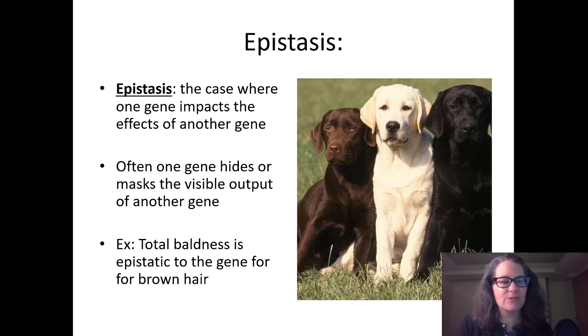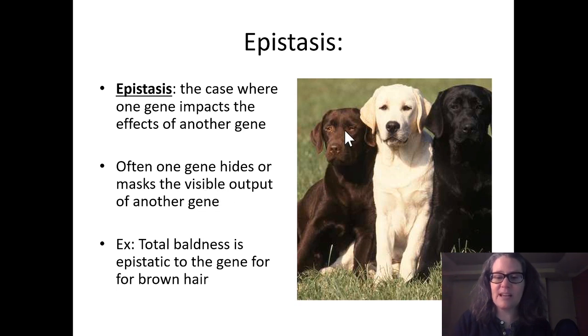My simple case on my slides is that if you have a total baldness gene, an inability to form hair, then that would be epistatic to the gene for brown hair. You wouldn't actually see brown hair because hair can't be made. And so epistasis is a way that we often will see a gene influence or mask or hide another gene and its output. I want to give you the example of Labrador Retriever.